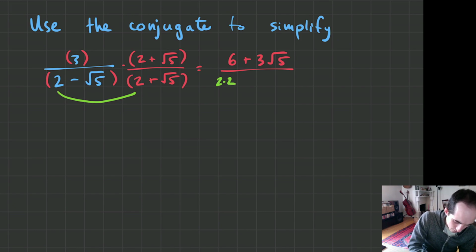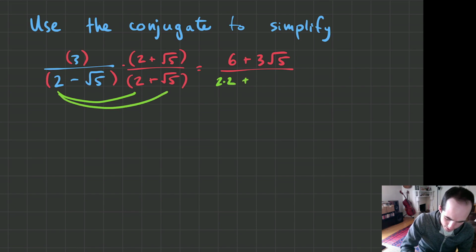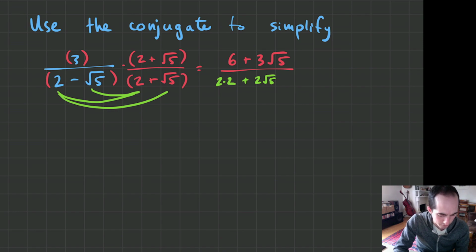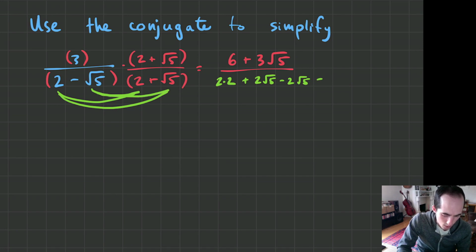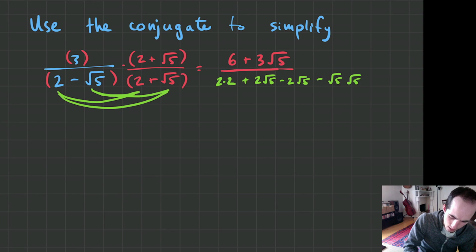And then next I've got 2 times root 5, so plus 2 root 5. And then here I've got negative 5 times negative root 5 times 2, which is minus 2 root 5. And then finally I've got negative root 5 times root 5, so that's going to be minus, well, root 5 times root 5, we'll see, is just going to be 5. So that's what we get on the denominator.